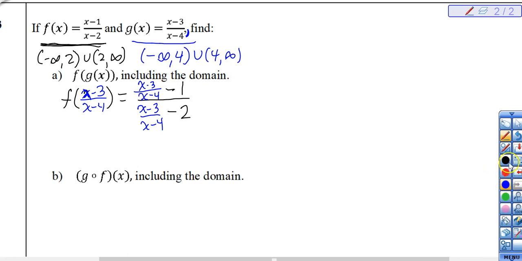All right, so let's simplify this by combining our, let's subtract our numerators. In order to do that, we have to have common denominators. We're going to do the same thing with our denominator. So we're going to start off with x minus 3 over x minus 4 minus 1 over 1.